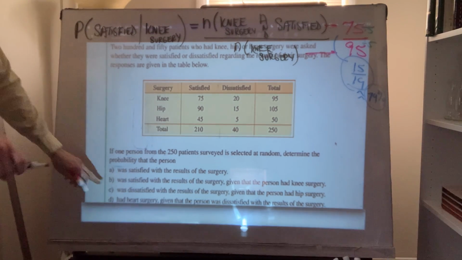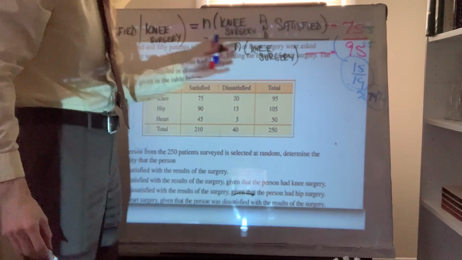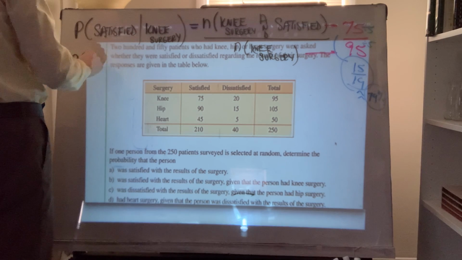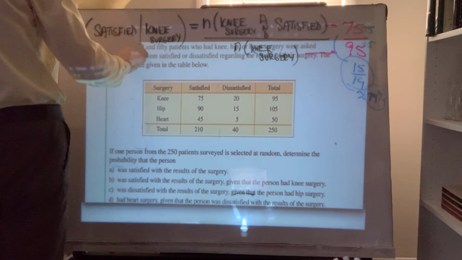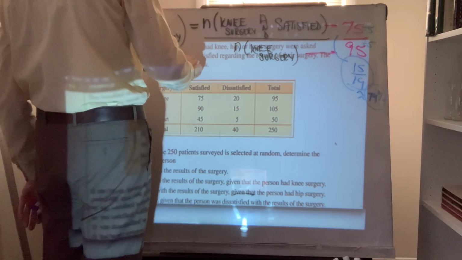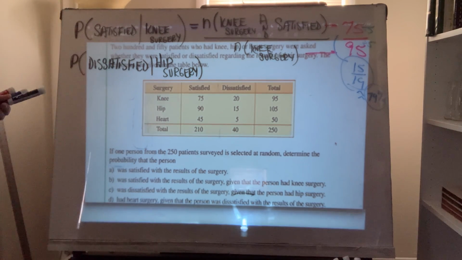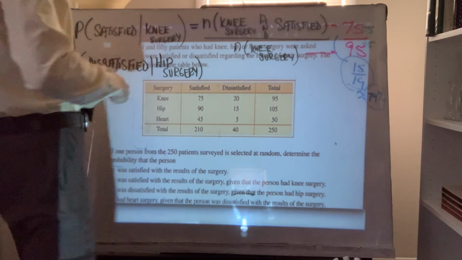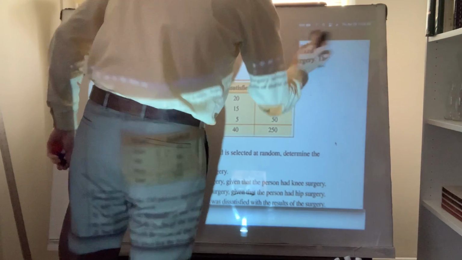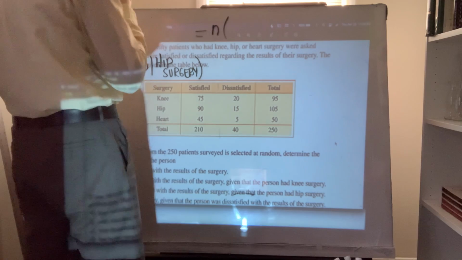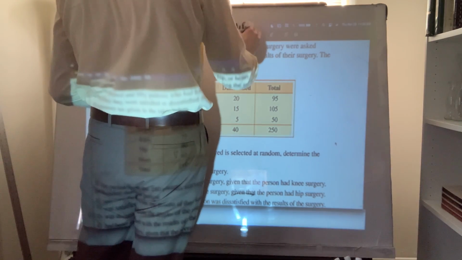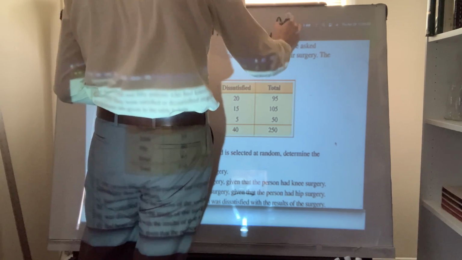C. Was dissatisfied with the results of the surgery, given that the person had hip surgery. So we're going to use this formula again. The probability of being dissatisfied given hip surgery. Just not to confuse it with this thing up here, erase that. This would be the number of outcomes favorable to the intersection of hip surgery and dissatisfied.